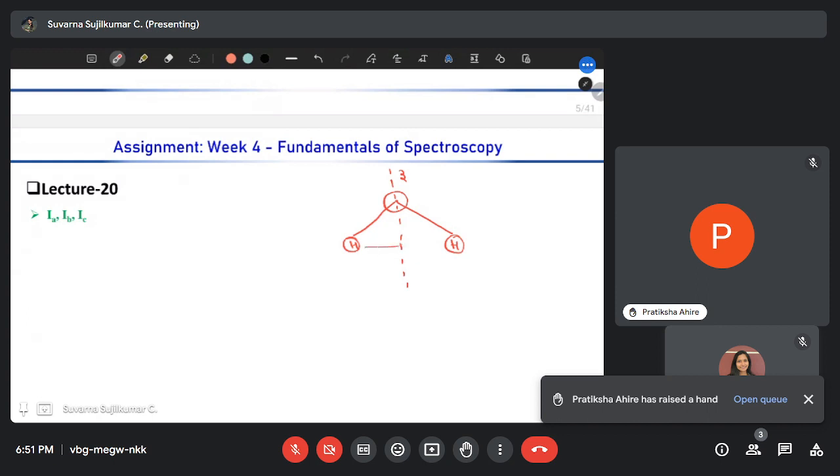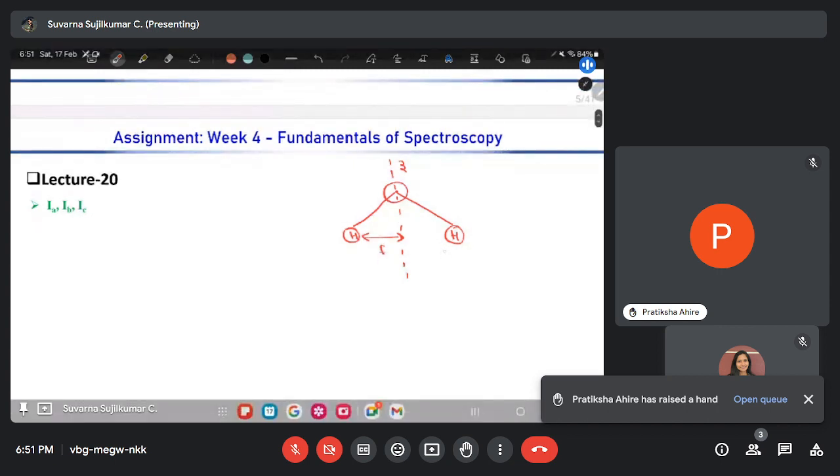The distance to the center of mass from the hydrogen is given as F.